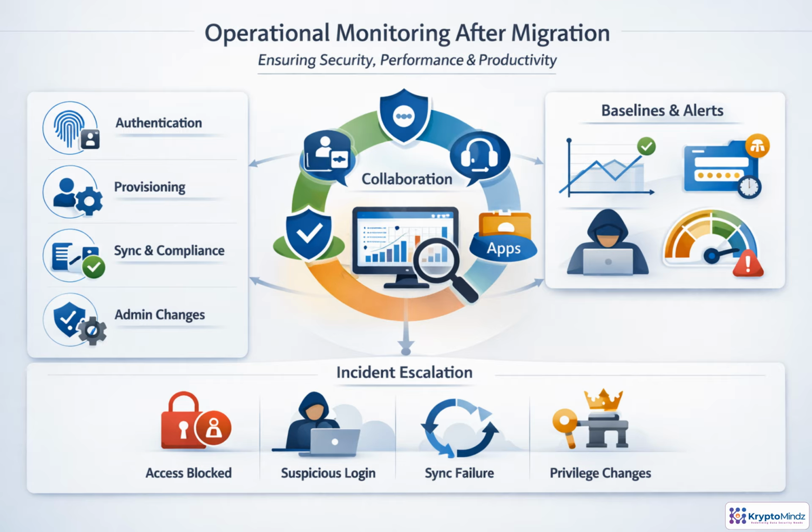The goal is to define normal patterns first, then alert on meaningful deviations. When something breaks, teams need clear ownership and escalation paths, so blocked access, suspicious sign-ins, and sync failures are resolved quickly.